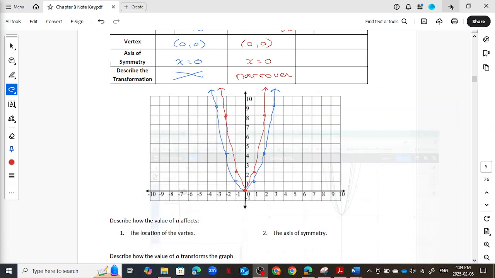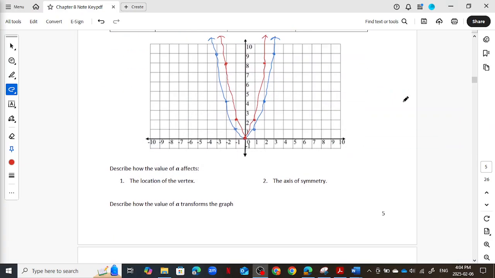So going back to our note, okay, when that A value is greater than 1, you get this vertical stretch and your graph gets narrower.